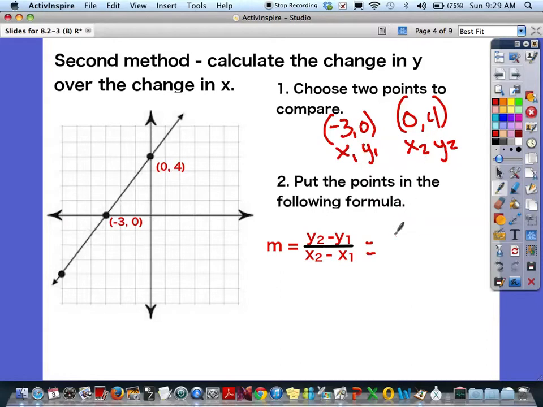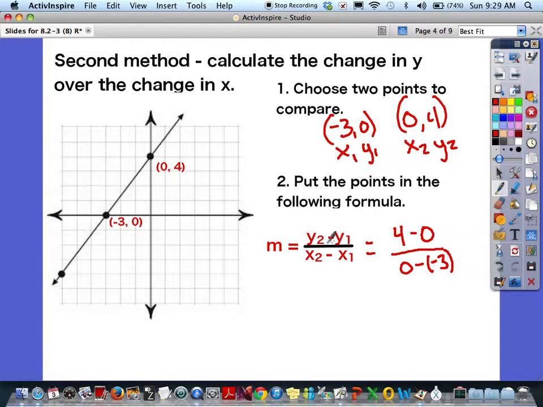So y2 is 4, and we're going to subtract from that y1. And then we're going to put the x's in the denominator. So x2 is 0, and we're going to subtract from that -3. Now notice here, this formula does the rise over run for you.